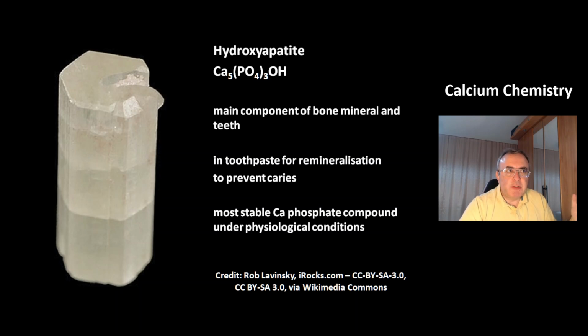This is a picture of hydroxyapatite, Ca5(PO4)3OH, calcium phosphate hydroxide. It is a main component of bone mineral and teeth. It is used in toothpaste for remineralization to prevent caries. And this is the most stable calcium phosphate compound under physiological conditions.